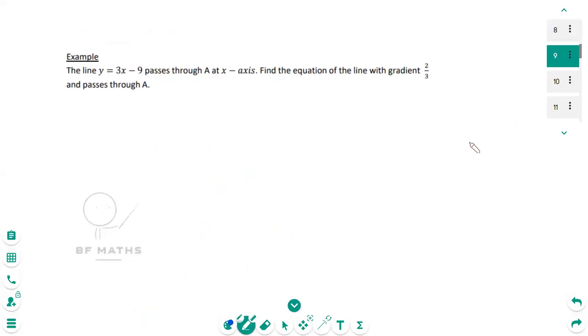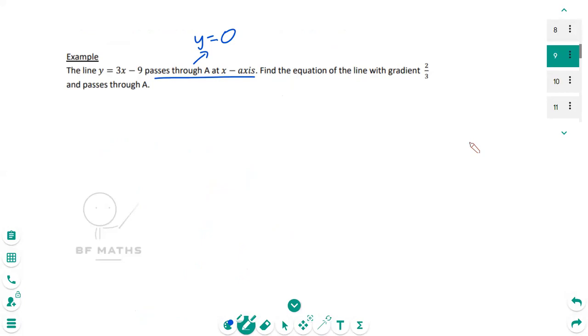Example: the line y equals 3x minus 9 passes through A at the x-axis. We know that passing through A at the x-axis means y equals 0. So you have to be able to pick up these little cues from the question. Find the equation of the line with gradient 2/3 that passes through A.